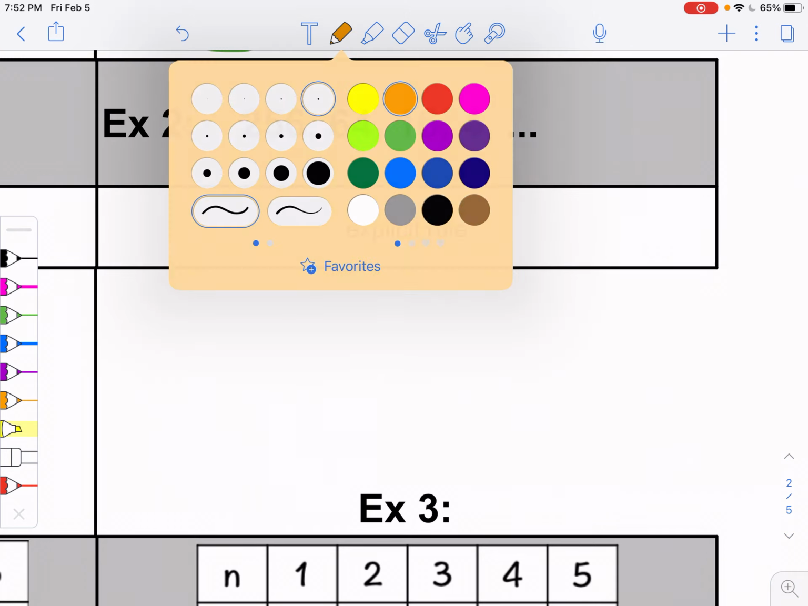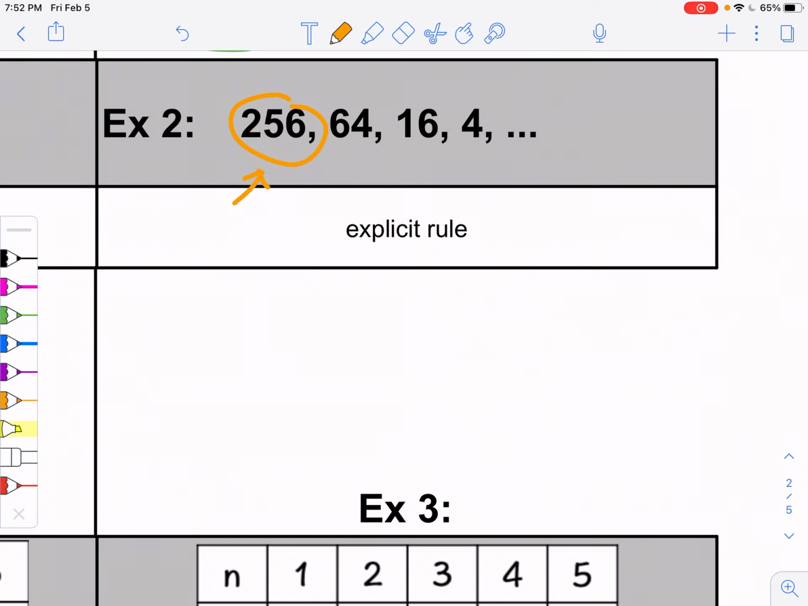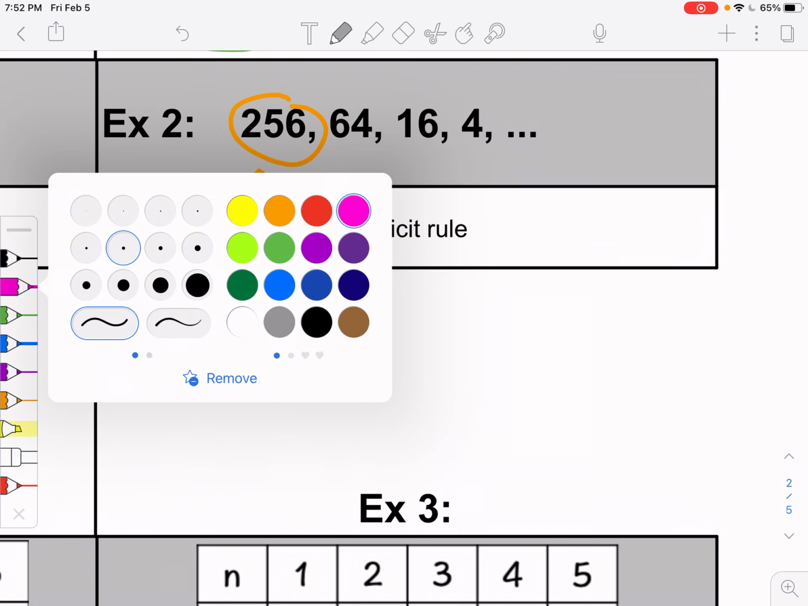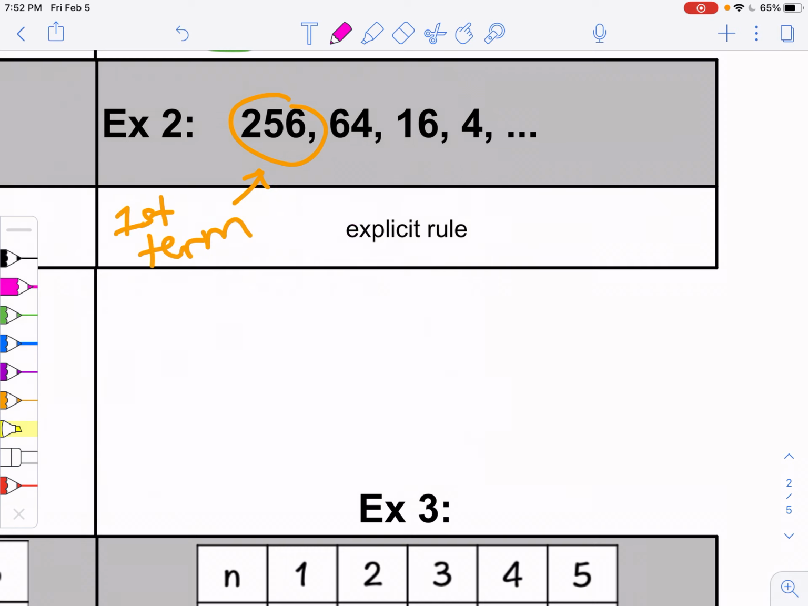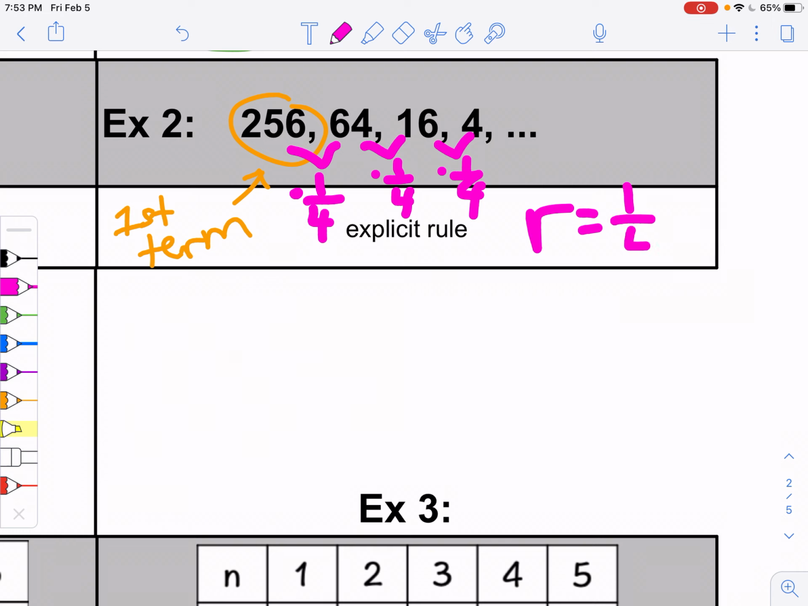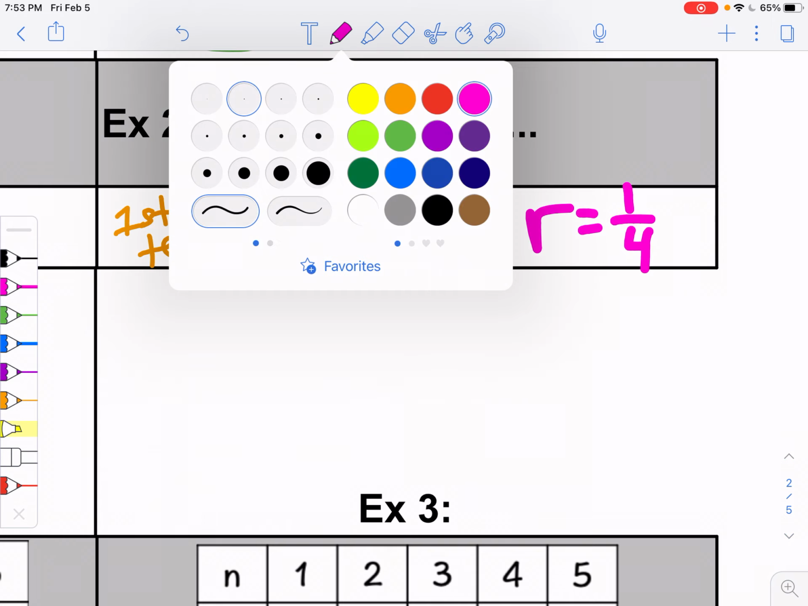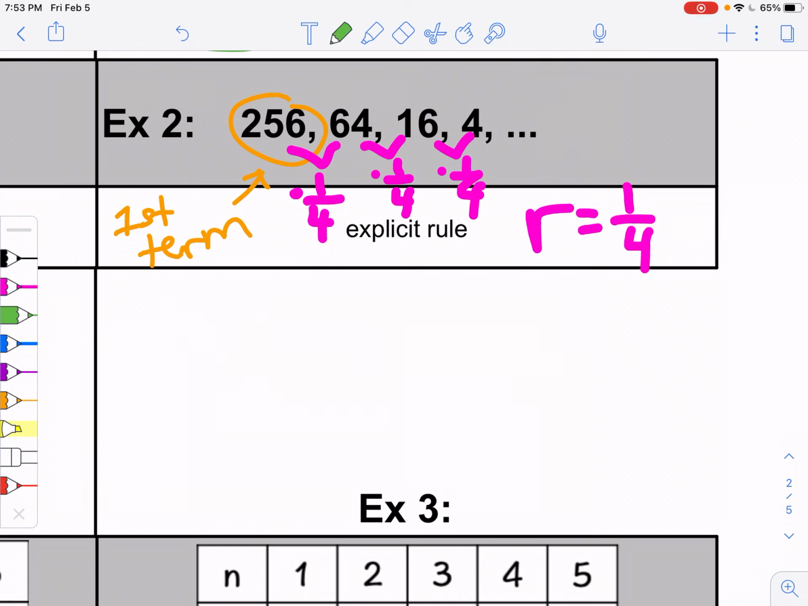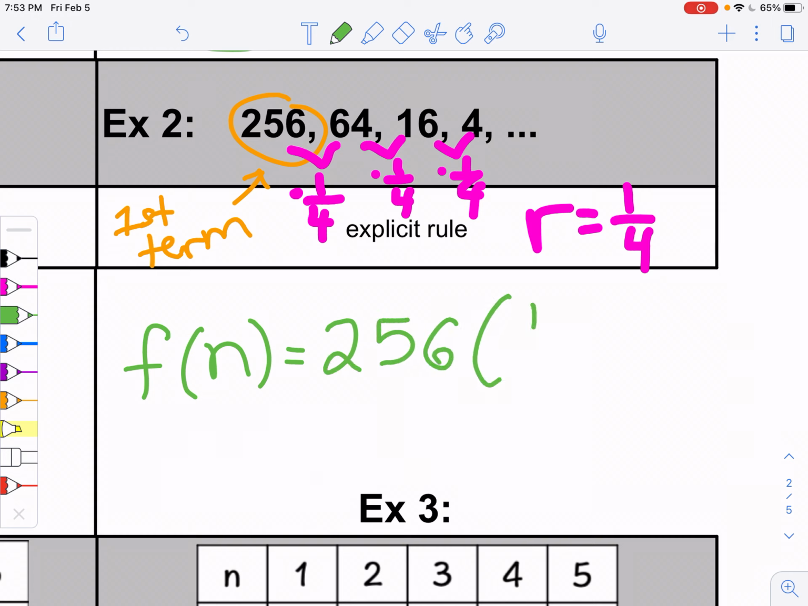So if we look at this pattern, I see that my very first term is 256. I also see that instead of multiplying, I'm definitely getting smaller, so I'm dividing by 4 or multiplying by 1/4. So my r value is 1/4. So I have our rule f of n equals the first term, 256, times the common ratio of 1/4, n minus 1 times.